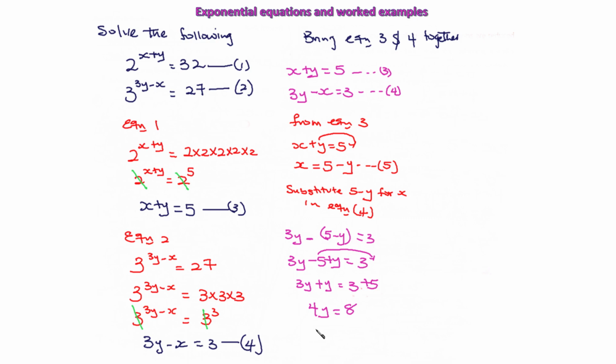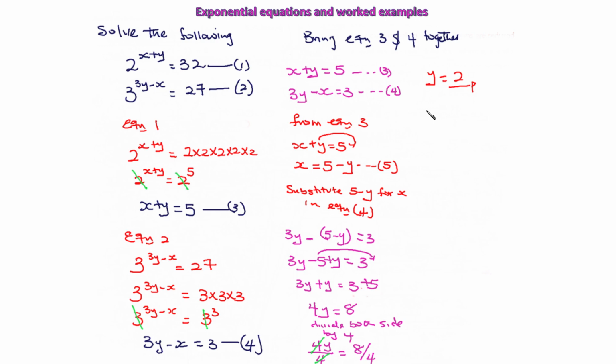How do we get our y? Divide both sides by 4. Then you have 4y over 4 is equal to 8 over 4. Then cancel. 8 divided by 4, our y is equal to 2. Now you see we've gotten the value for y. Now how do we get the value for x?